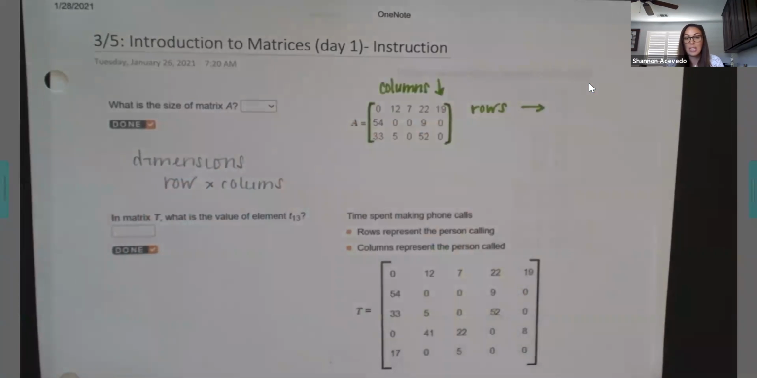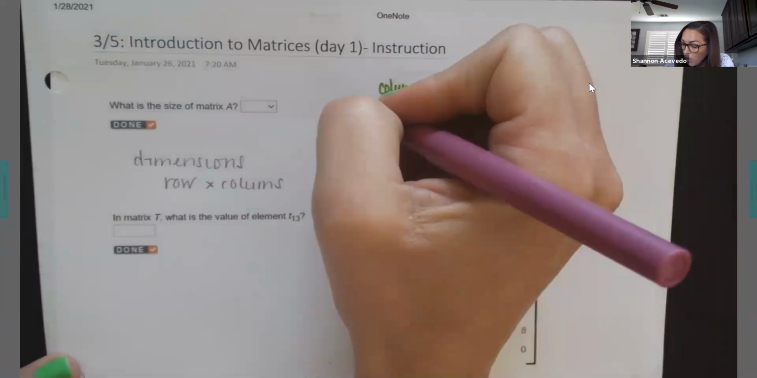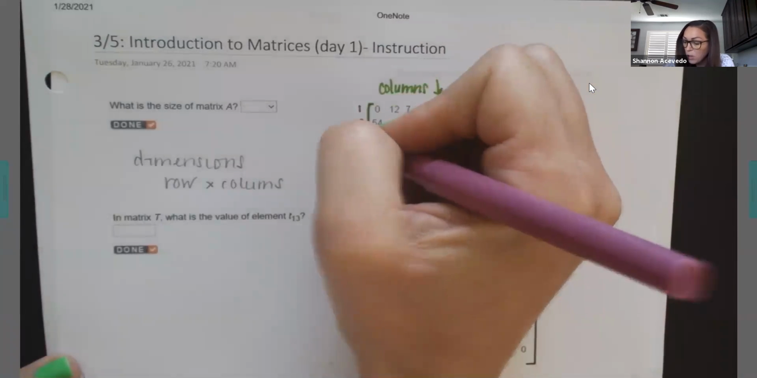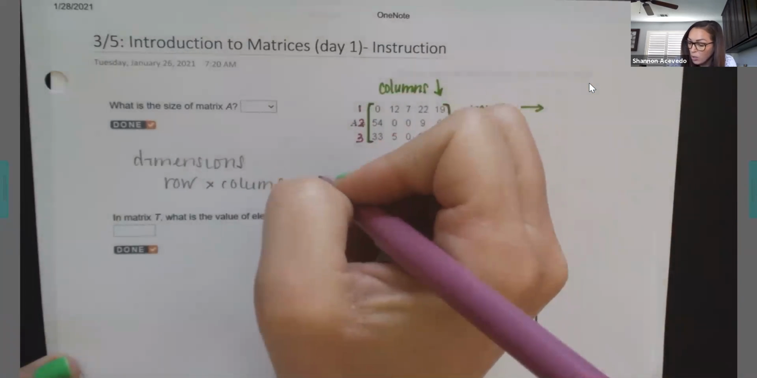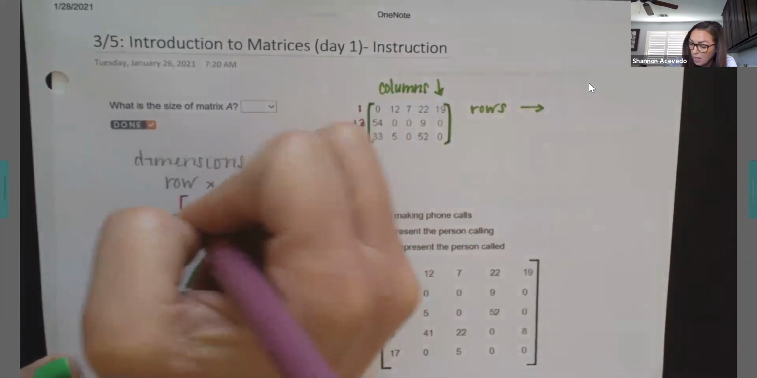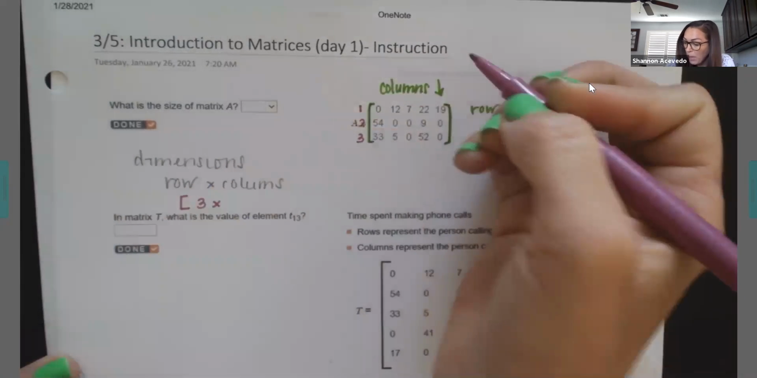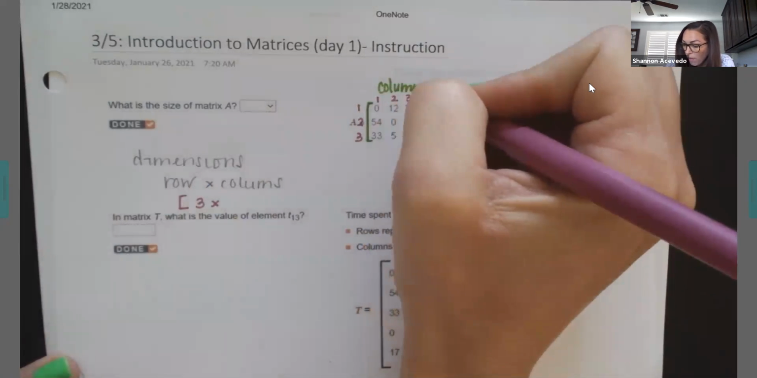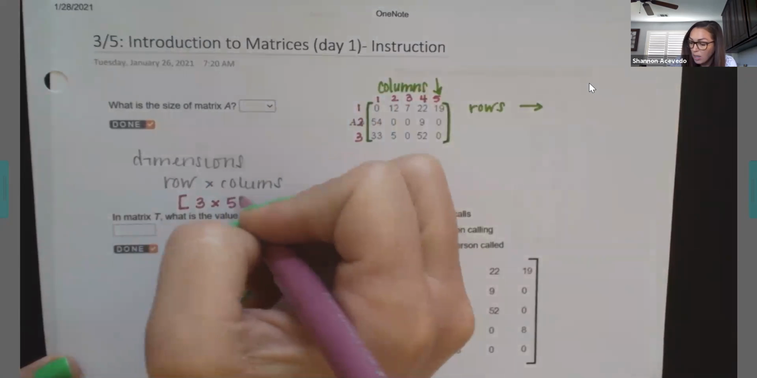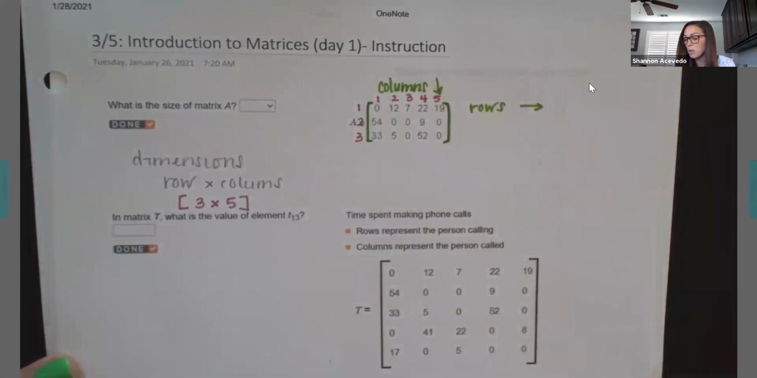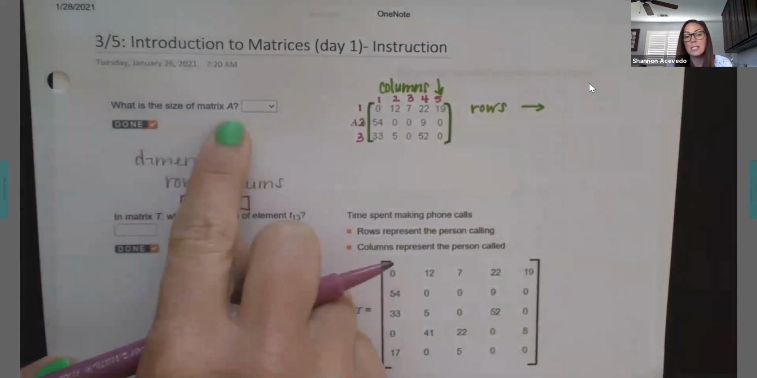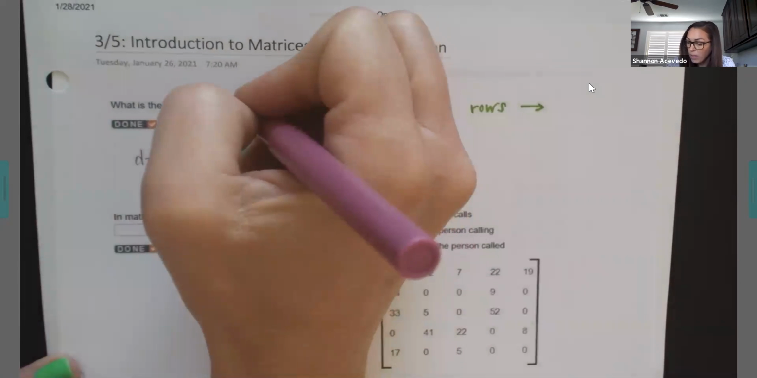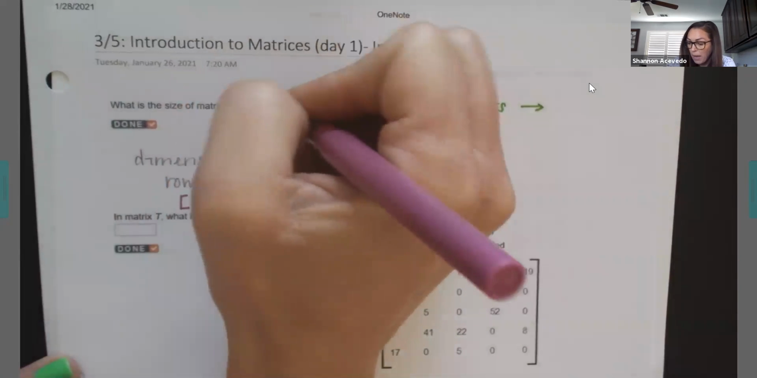When I look at this particular matrix, it has 1 row, 2 rows, it has 3 rows. So we say that the dimensions are going to be 3 by, and I count my columns, it has 1, 2, 3, 4, 5. So we say that this matrix is a 3 by 5 matrix. When it asks, what is the size of the matrix? We would say it's a 3 by 5.